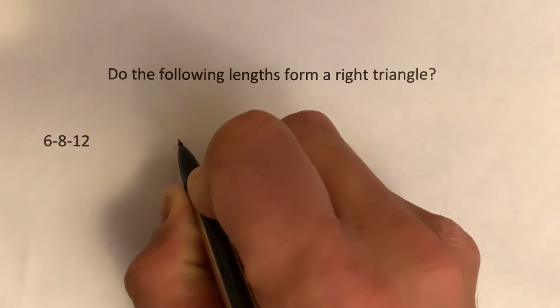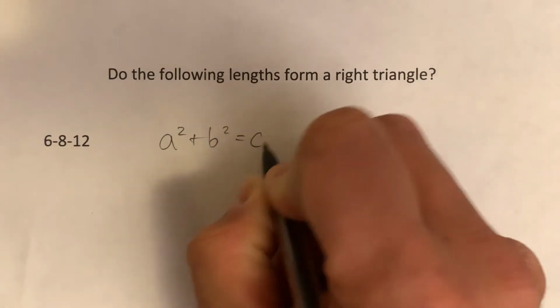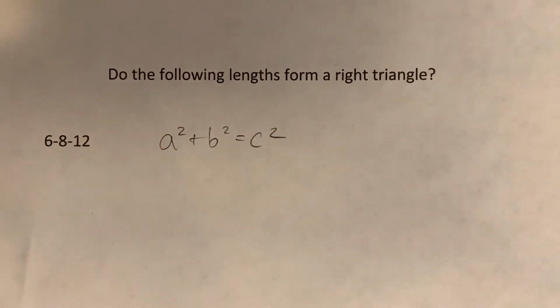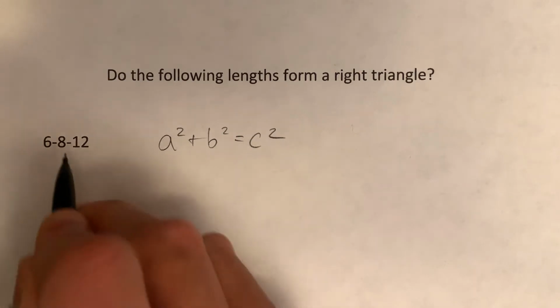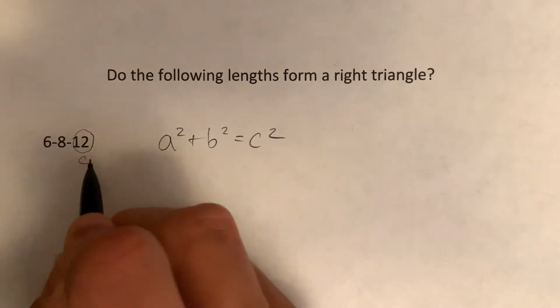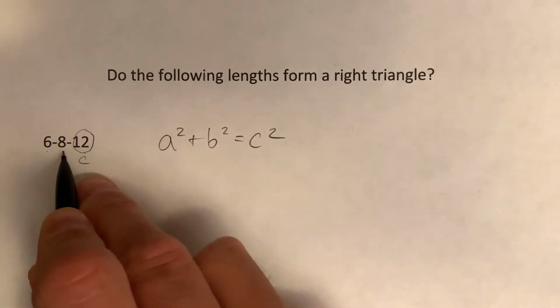To do that, we're going to start by using the Pythagorean theorem, which is a squared plus b squared equals c squared. Some of us have been exposed to this in class already. Others have not been. So we're going to say that the longest side is always going to be c, whether it's in this place or not. It could be over here. But this is always c. It's the longest side. These two are interchangeable.